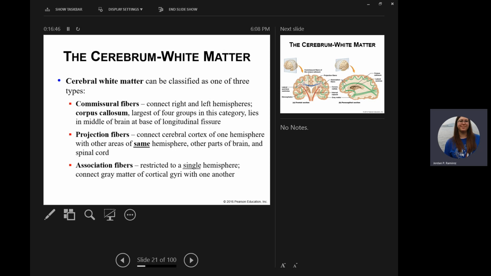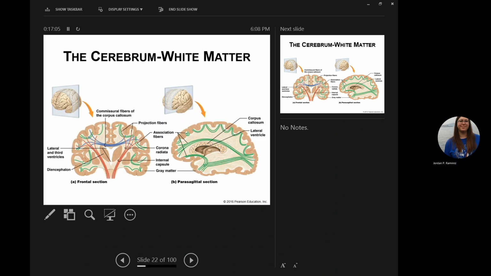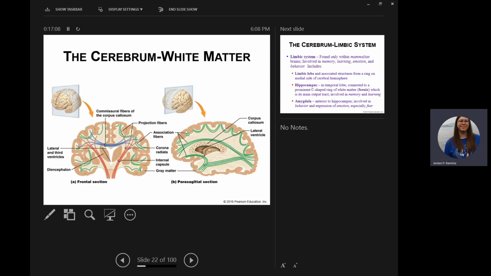So corpus callosum. All right, so projection fibers connect the cerebral cortex of one hemisphere with areas of the same hemisphere, other parts of the brain and spinal cord. And we'll see this in a picture in just a minute. The association fibers are restricted to a single hemisphere. They connect gray matter of the cortical gyri to one another. Okay, this is showing you exactly that.